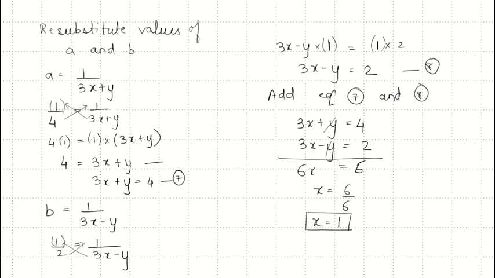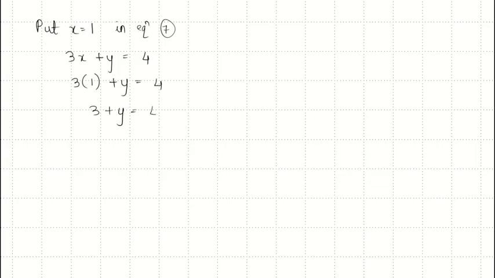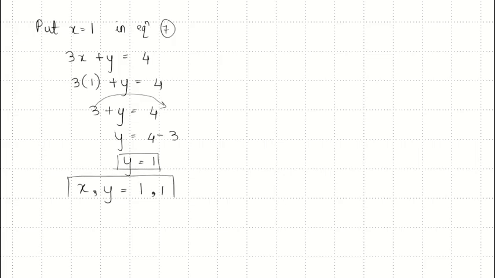Now we will put x is equal to 1 in any equation, from 7 or 8. Let's take equation 7. You can also take equation 8 and you will get the same answer. What is equation 7? 3x plus y is equal to 4. 3 into x, which is 1, plus y is equal to 4. 3 plus y is equal to 4. So y is 4, and when this plus 3 comes to the right hand side, it will become minus 3. So y is 1. Therefore, x comma y is equal to 1 comma 1 is the solution.